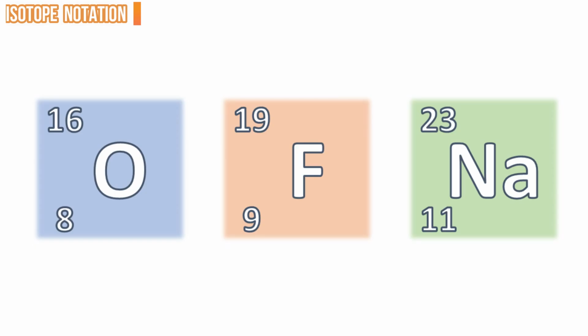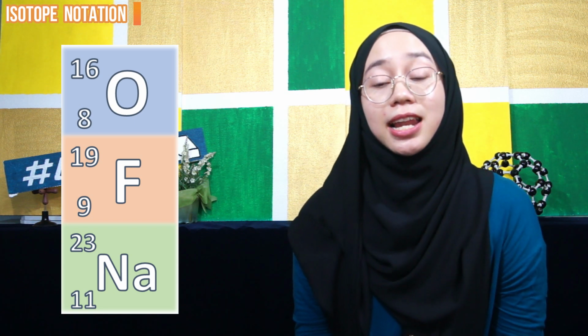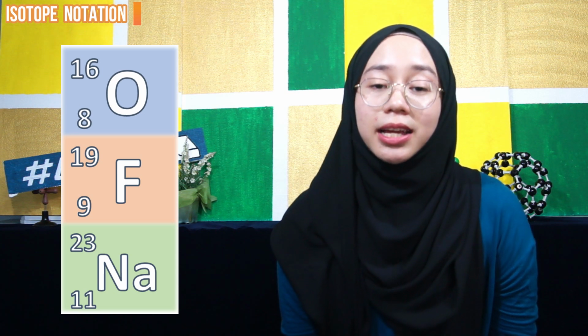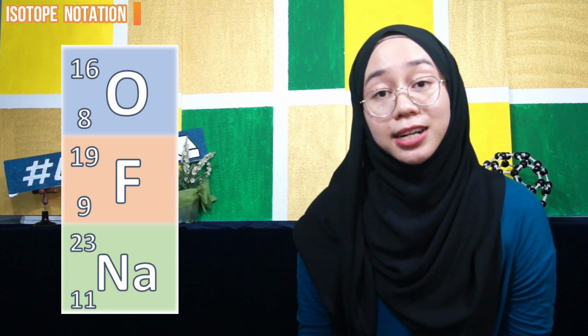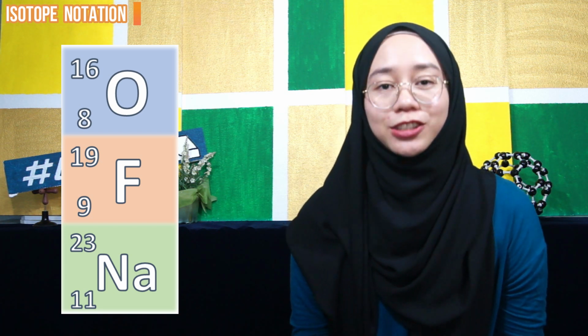Did you notice that for these elements, the proton numbers are different? This is because an element is defined by its proton number. This proton number affects how many electrons are present in an atom. For these examples, the atoms carry no charge because they are neutral. Thus, the number of protons is equal to the number of electrons.